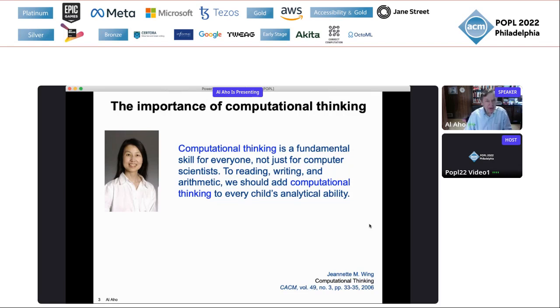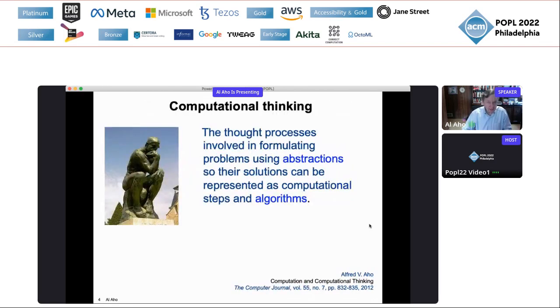But as important as computational thinking is, the irony is that there isn't a standard definition for computational thinking in educational circles yet. However, the definition that I like the most is that computational thinking is centered around the thought processes involved in formulating problems using abstractions, so their solutions can be represented as computational steps and algorithms.